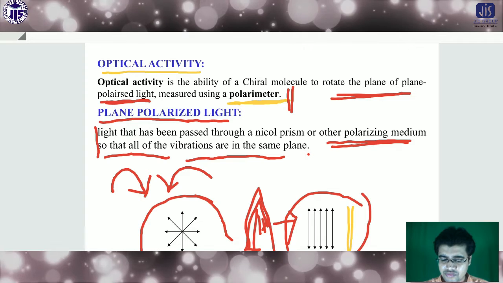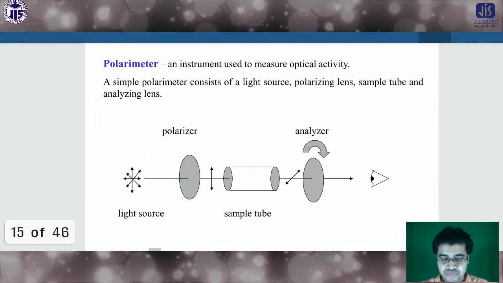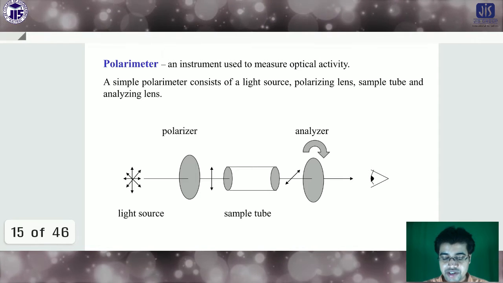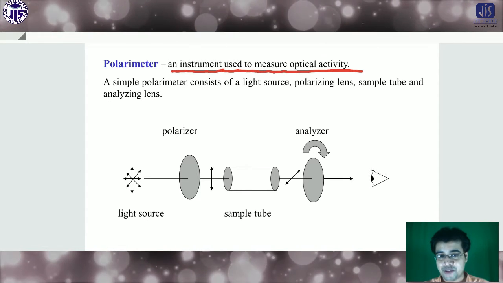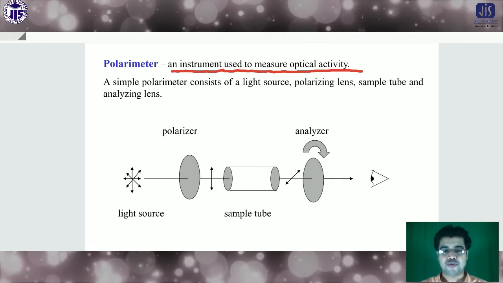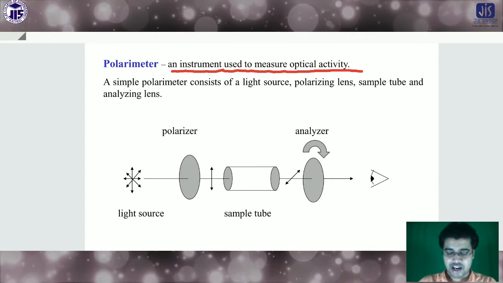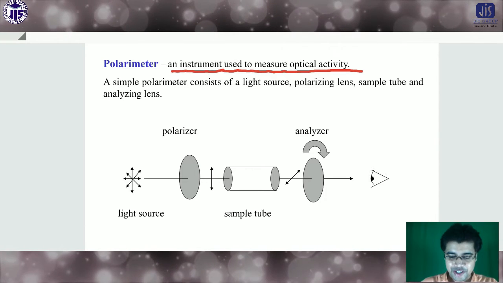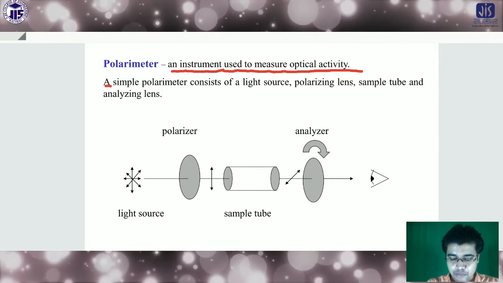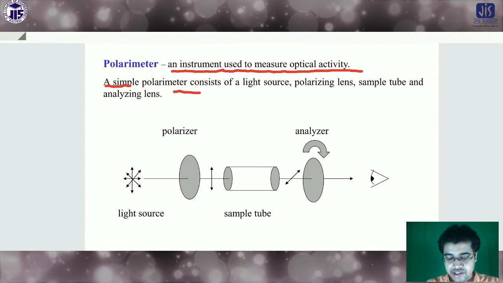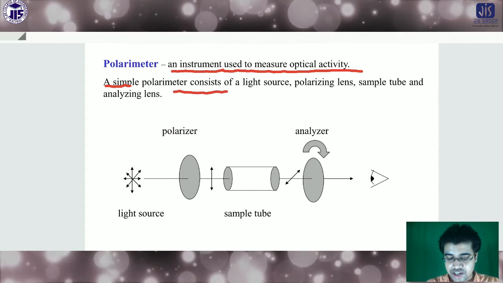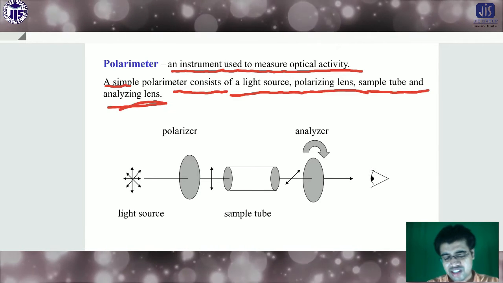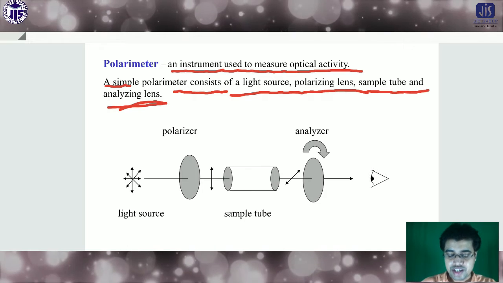So that's why, look here, this is the polarimeter. What is the role of the polarimeter? The polarimeter is an instrument used to measure optical activity, the optical activity of the sample. A simple polarimeter consists of a light source, polarizing lens, sample tube and analyzing lens. So these are the instruments which are used here in the polarimeter.